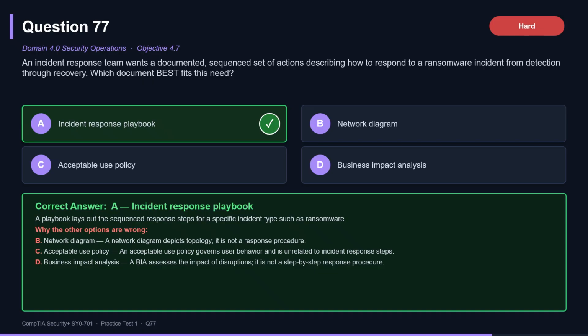Now, why the other options are wrong? Network diagram is incorrect. A network diagram depicts topology. It is not a response procedure. Acceptable use policy is incorrect. An acceptable use policy governs user behavior and is unrelated to incident response steps. Business impact analysis is incorrect. A BIA assesses the impact of disruptions. It is not a step-by-step response procedure.